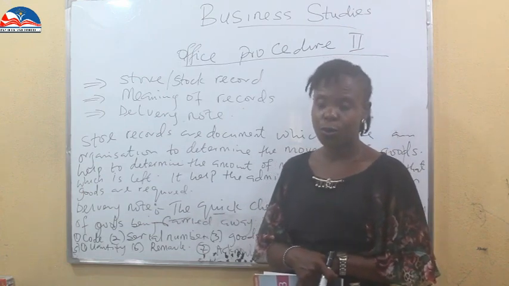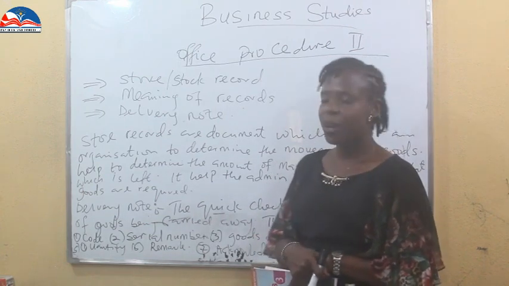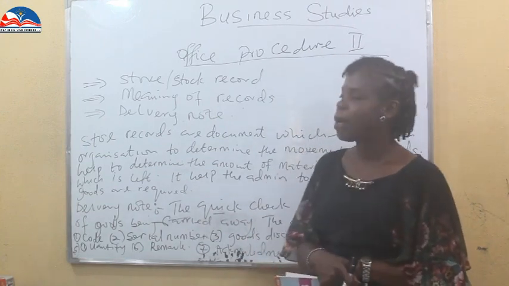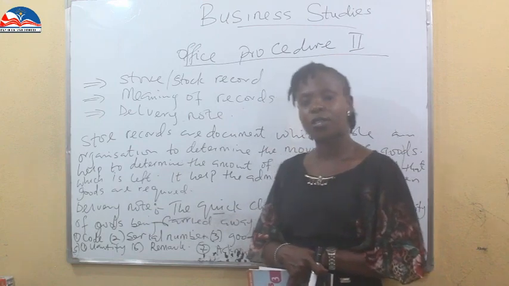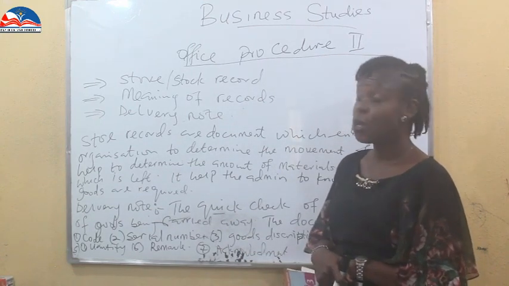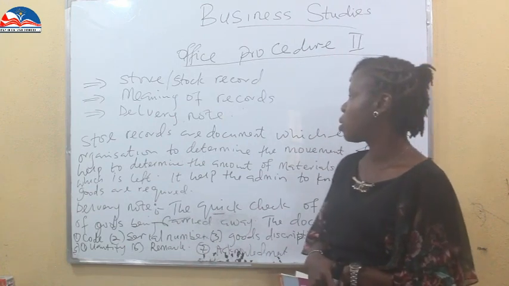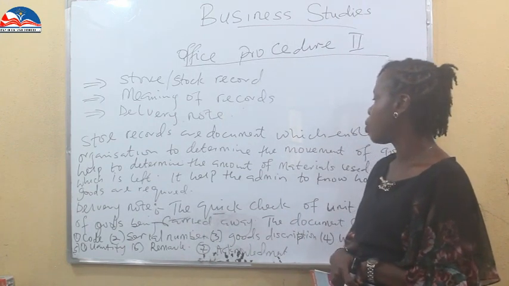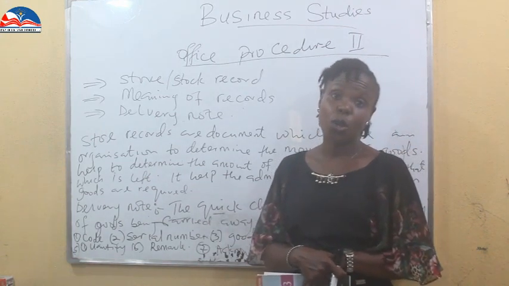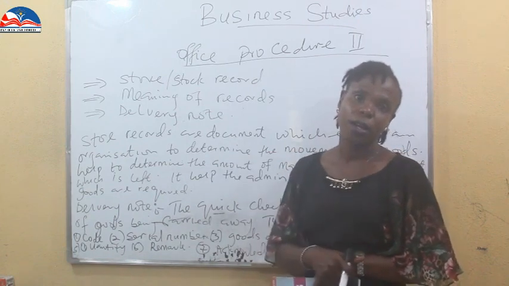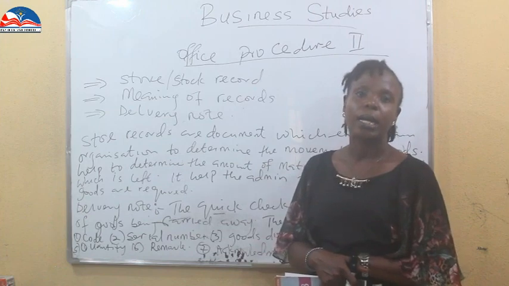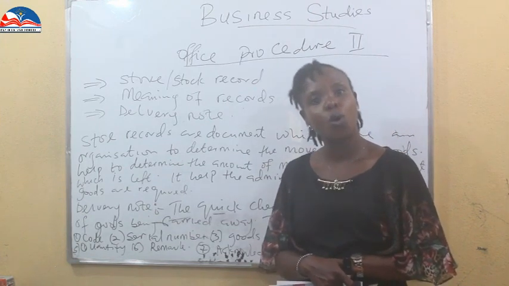Store/stock record. What is the meaning of records? And then delivery notes. When we talk about stock or store record, let me talk about the stock first. Stock records are documents which enable the organization to determine the movement of goods, which helps to determine the amount of materials used and that which is left. So stock records help us to track how much stock has left the storehouse, how it is used, and when we are going to restock.